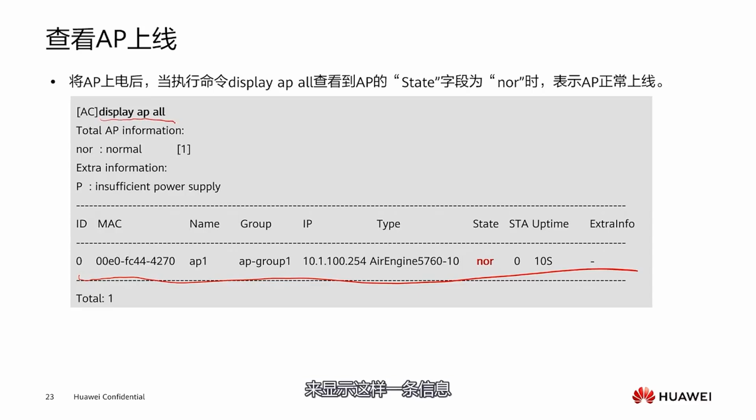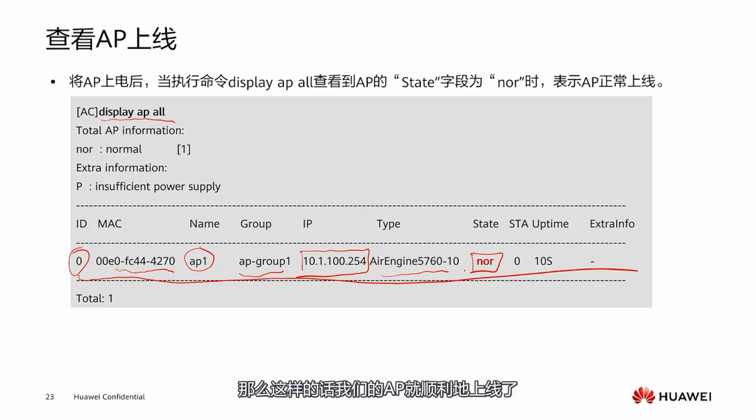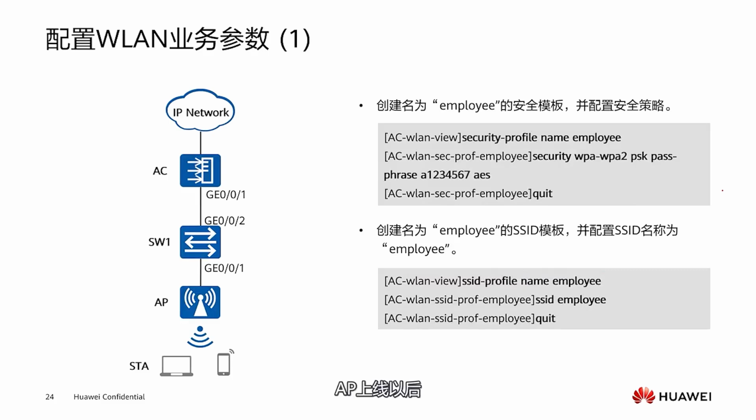Then we use Display AP All to show this information. Here, we have our AP ID as 0, then the MAC address, our AP name, which group the AP belongs to, the IP address assigned to it, and the model of the AP. This part is the most important, the NOR, which stands for normal, meaning the AP is functioning normally. It's operational. So in this case, our AP has successfully come online.